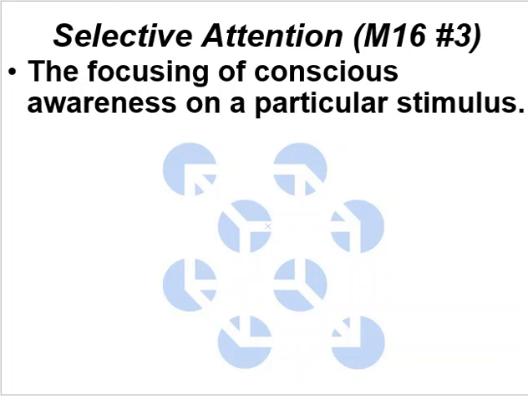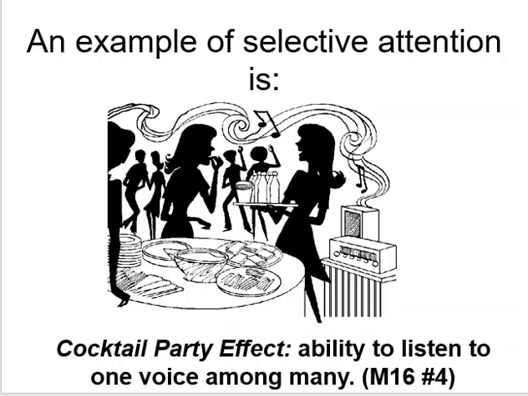Now, one example of the selective attention idea is called the cocktail party effect. And this one loves to show up on the AP exam, especially on FRQs. The cocktail party effect is an example of selective attention. What it says is that we have the ability to listen to one voice among many. The idea is that when you're at a party, which for adults they sometimes call cocktail parties, you can talk to your friend, even though it's a crowded, noisy environment with lots going on. You're still able to selectively attend to your friend's voice and hold a conversation with your friend.